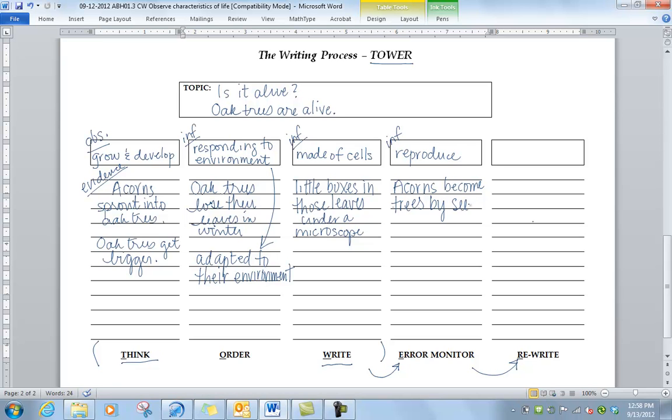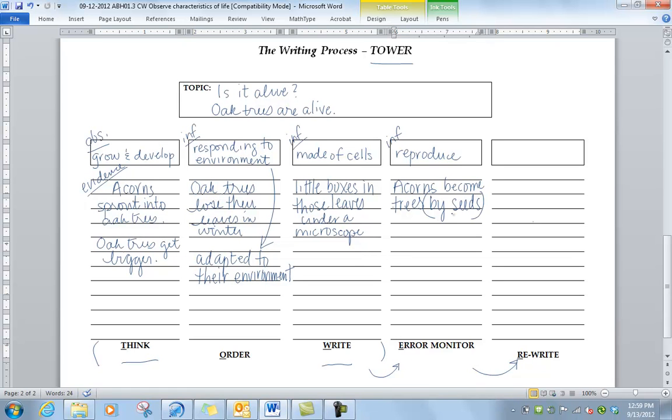So acorns become trees by seeds, right? So I have a series of evidence now that I've listed in my tower. The next step is to order this information. There are a couple philosophies of this.